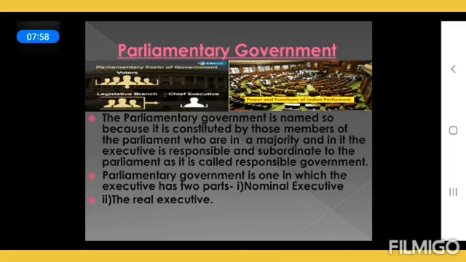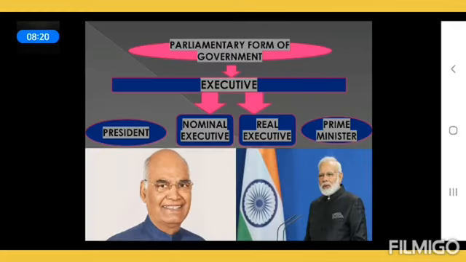So next, the parliamentary government is the one in which the executive has two parts. They are the nominal one and the real one. Just now I have said that nominal is for the namesake, right? So the nominal executive is the constitutional head, just for the namesake, who does not possess the real powers. And the nominal executive is neither responsible nor accountable to the parliament, students.